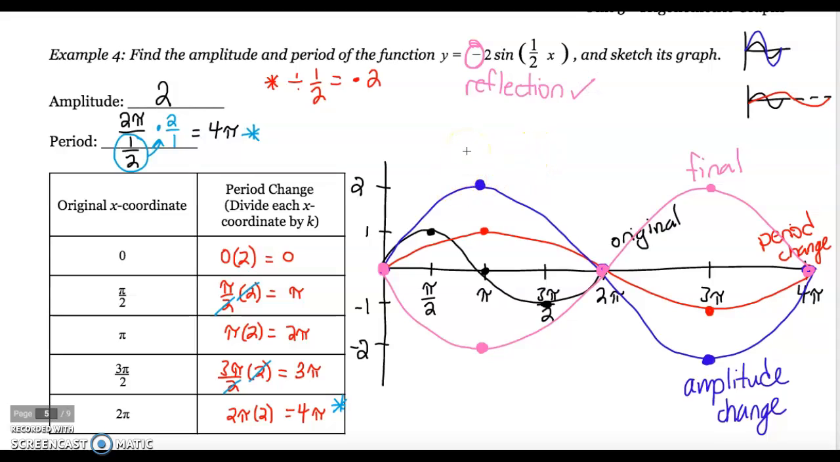Awesome. All right, we're going to get into more detail with reflections, and then we're also going to be looking at vertical shifts next. So go ahead and work on a practice I assign you as of right now, and we will work with this some more together.